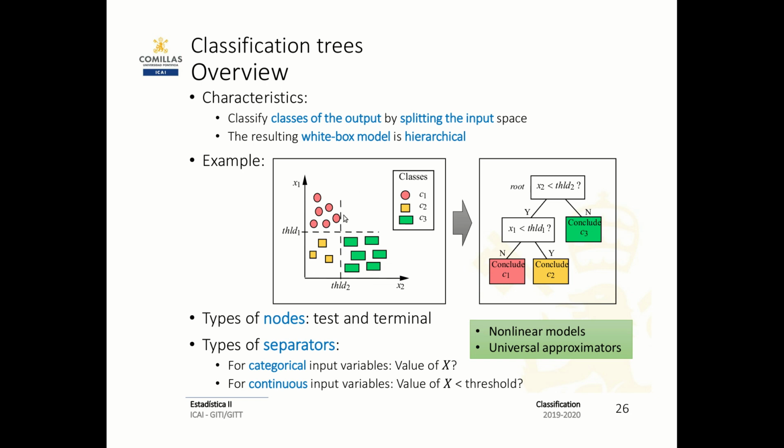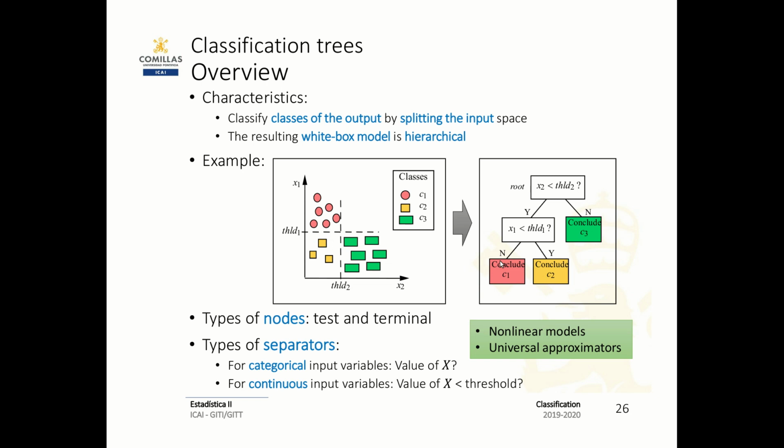So we may start by asking whether x2 is larger than a given threshold. If it is not smaller than the threshold, then we can conclude it is a green object. If it is smaller than the threshold, we are on this side, and then we ask whether x1 is smaller or larger than the threshold. If it is smaller, then we assign the yellow label. If it is larger, then we assign the red label.